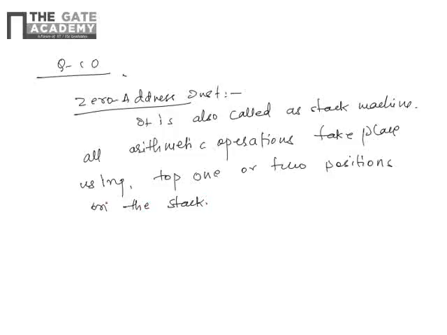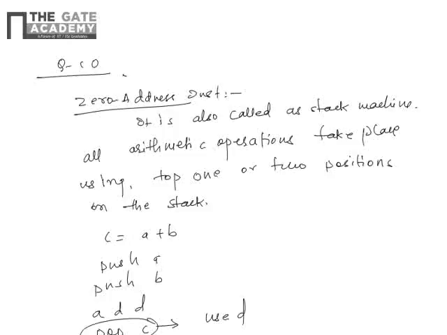Okay, so for example, if I tell you c equals a plus b, it will be push a, then push b, then perform add operation, then pop c. Why has this pop c been used? This pop is used to access the memory. In your question they have mentioned that we do not consider the initial load from the memory and the final store in the memory, right? Means we have to neglect this part.